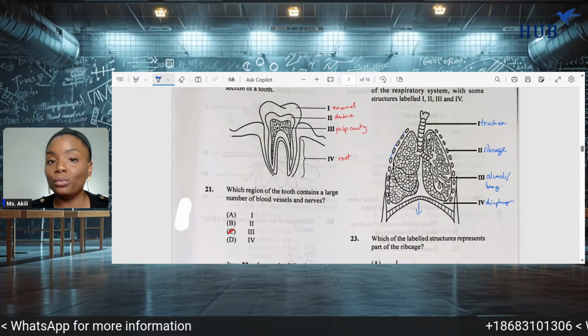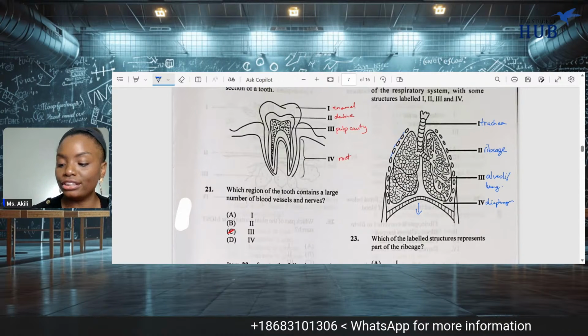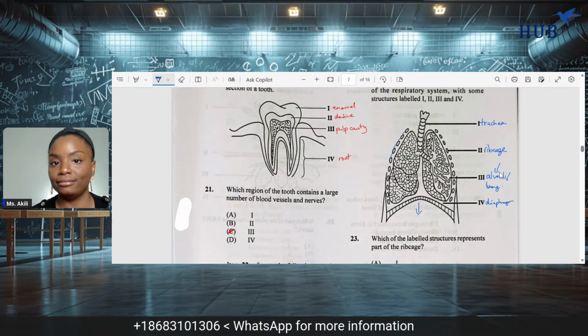And the reason why we want to do that is to keep bringing oxygen to the gaseous exchange surface, which is going to be the alveoli.